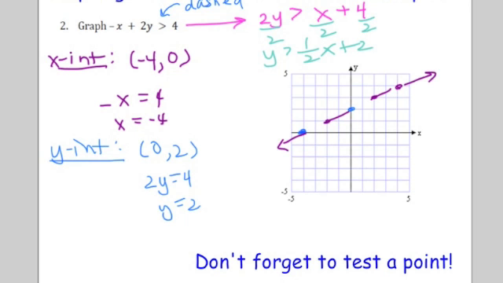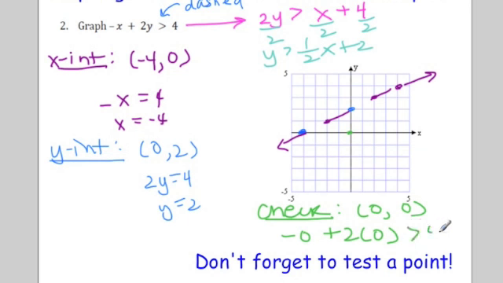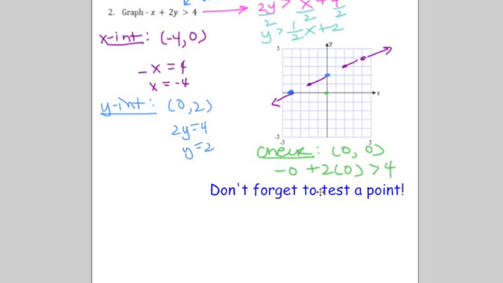All right, then I check my point to see which way I shade. Once again, I could use this method. Y is greater than, so to be greater I would think I'm going to be above, but let's check my ordered pair 0, 0. So I would plug 0, 0 into my original inequality. When x is 0 and y is 0, I have negative 0 plus 2 times 0. Is that greater than 4?